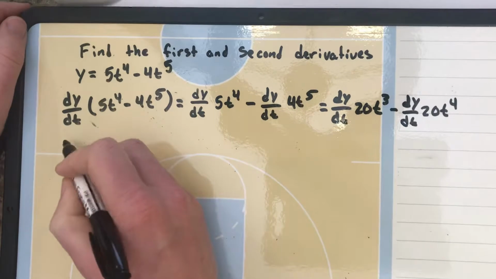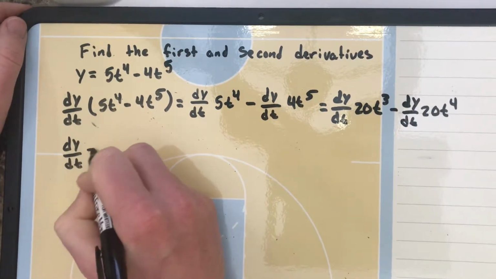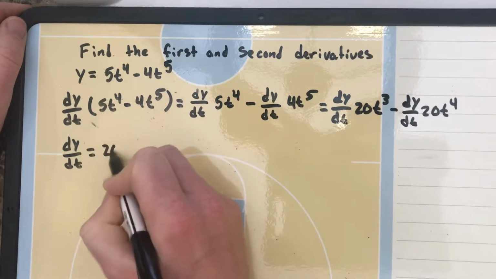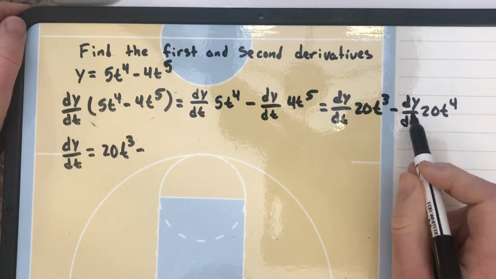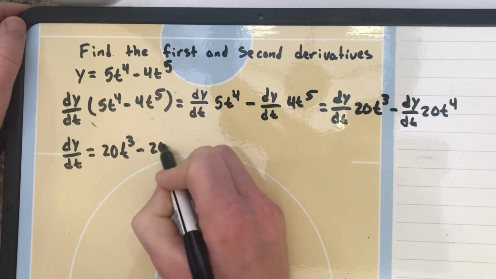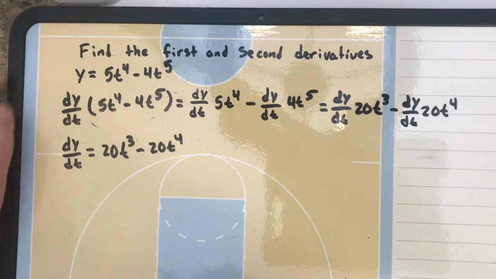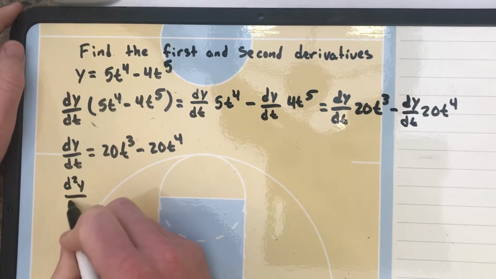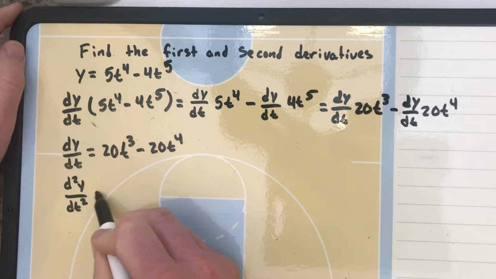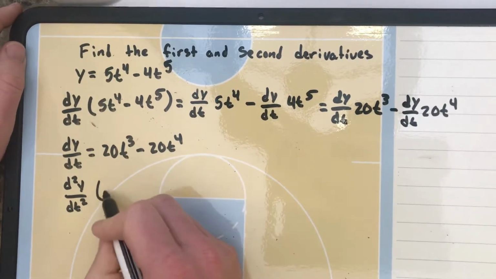And so our first derivative, we can say dy over dt equals, when we bring all this together, 20t cubed minus 20t to the fourth. Now they want us to find the second derivative. So we're going to say d2y over dt squared. That's going to equal, or of this function I should say, of this function.